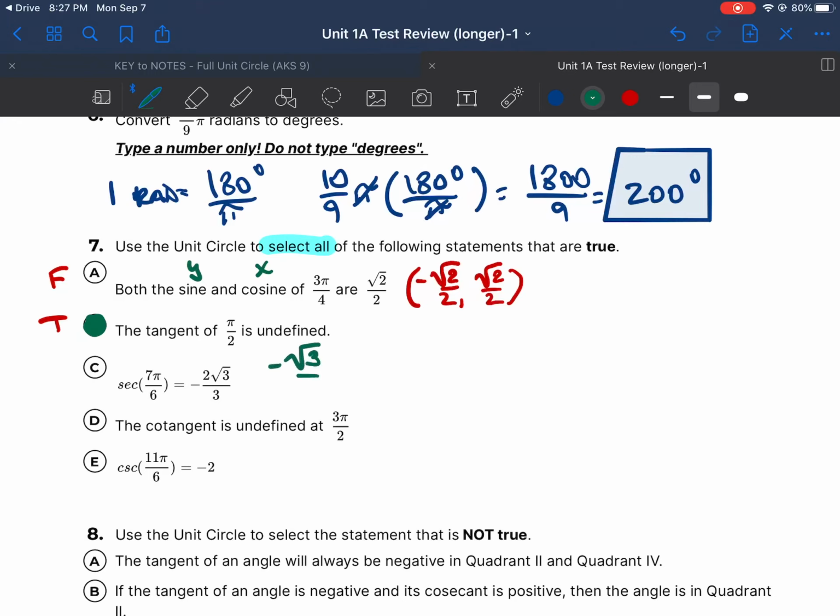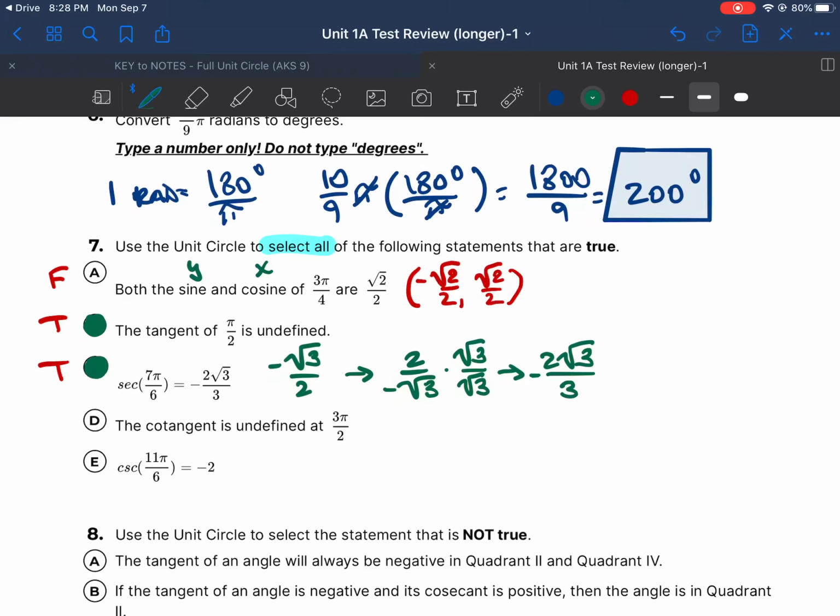Negative square root of 3 over 2, that was the cosine of 7 pi over 6. Let's take its reciprocal, so we're going to say 2 over negative square root of 3. But remember that we don't like square roots in the denominator, so let's go ahead and multiply the top and the bottom by the square root of 3. This is going to give us 2 square root of 3 over 3. Let's not forget our negative. And that is true because that matches up exactly with what our statement said. Negative 2 square root of 3 over 3. So we have a true statement here. Let's go ahead and fill in that blank.